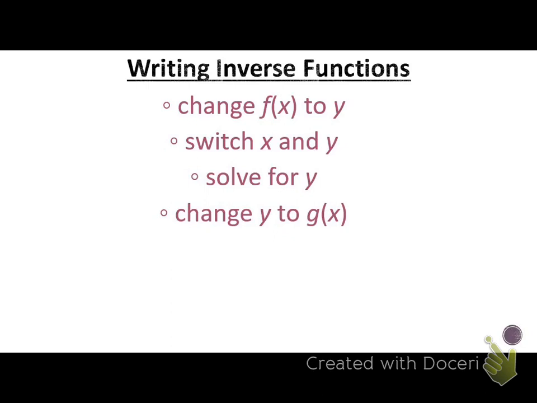Step number 1, we're supposed to change the f of x to a y. Well, we just did that in the last problem, so that should be easy, okay? Here's the key right here. We're supposed to switch x and y. So we are literally taking the variable of x and the variable of y, and we're going to switch them. Then, literal equation, we're going to solve that problem for the y. And lastly, we're going to change the y to a g of x, okay? We can't change it back to f of x because that's our original function, and we're trying to write the inverse, all right?